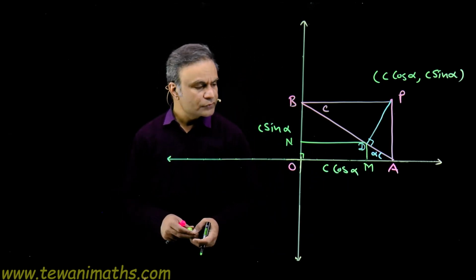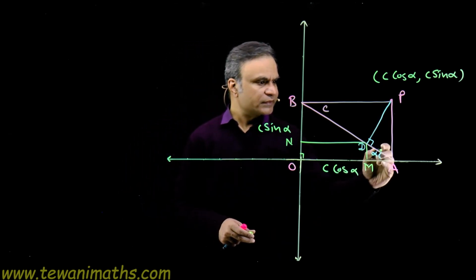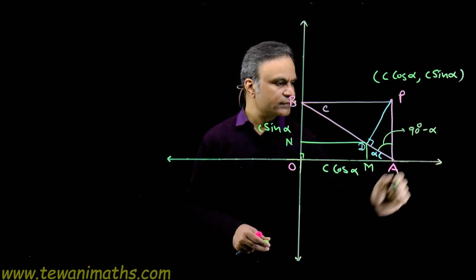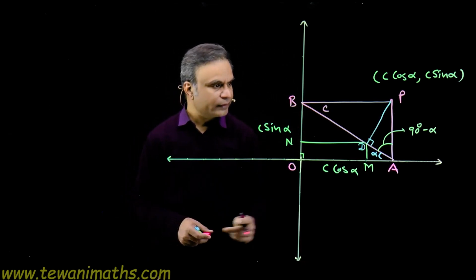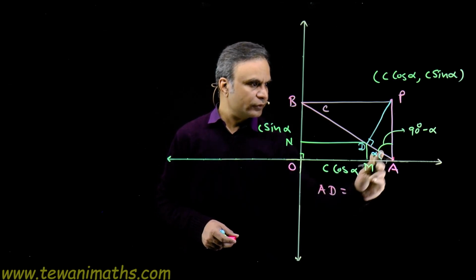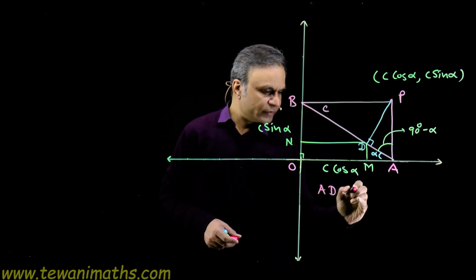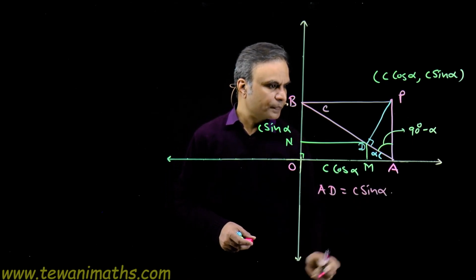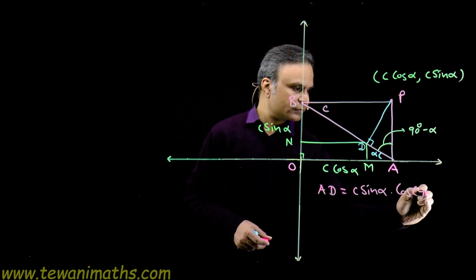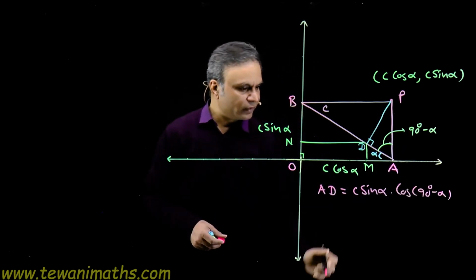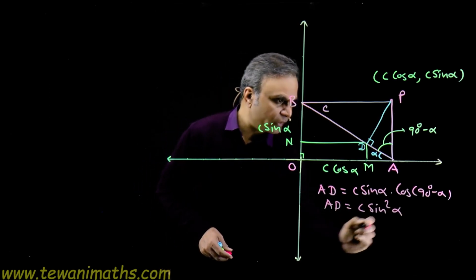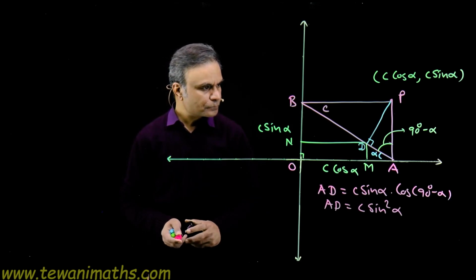We can use trigonometry here. This angle is alpha, so this angle will be 90 minus alpha. Now in right angle triangle ADP, we have AD equal to the hypotenuse, which is C sine alpha, multiplied by cos of this angle. This angle is 90 minus alpha. This is sine alpha. So AD is equal to C sine square alpha. Okay so far?